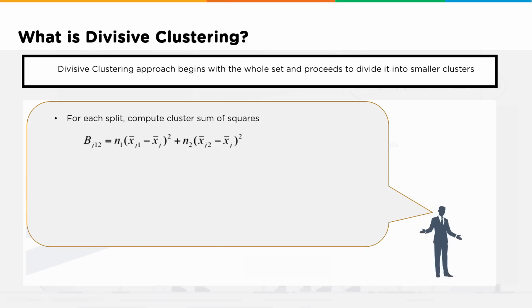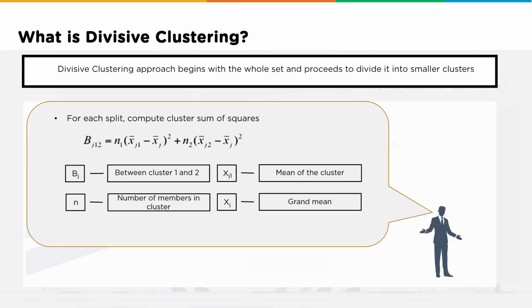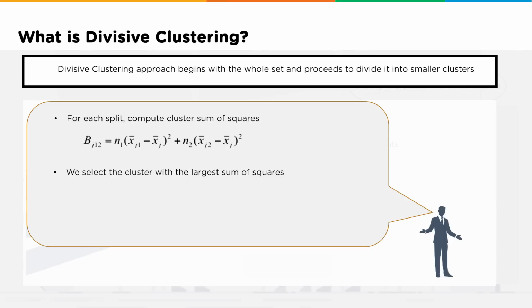ABCDEF. And so for each split, we can compute the cluster sum of squares. And here we actually have the formula: B_j12 equals N1 times the absolute value of x-bar minus the absolute value of x-bar squared. So again, we're computing all the different distances squared, back to your Euclidean distances. And so we can compute B_j between clusters 1 and 2. We have the mean of the cluster and the grand mean, depending on the number of members in the cluster. And we select the split with the largest sum of squares.